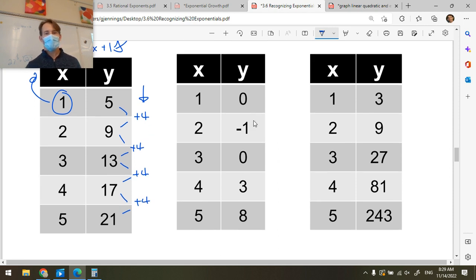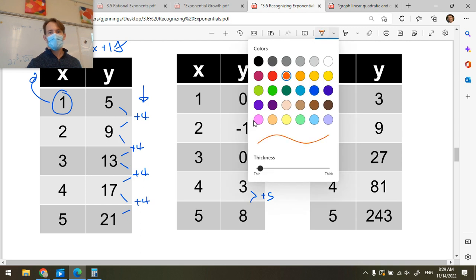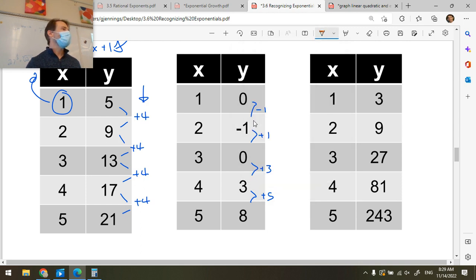Let's take a look at this one. Here, it got smaller by 1, and then it got bigger by 1. Then it got bigger by 3. Then it got bigger by 5. What are we looking at? How do you know it's a quadratic, Oscar? These aren't all the same. Yeah, that's a step pattern for a quadratic with an a value of 1, isn't it?